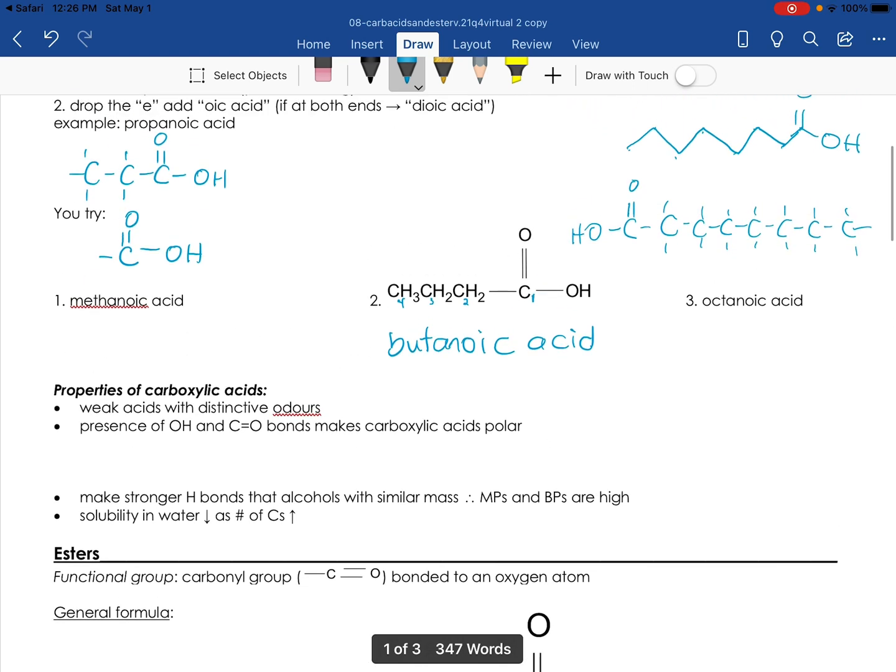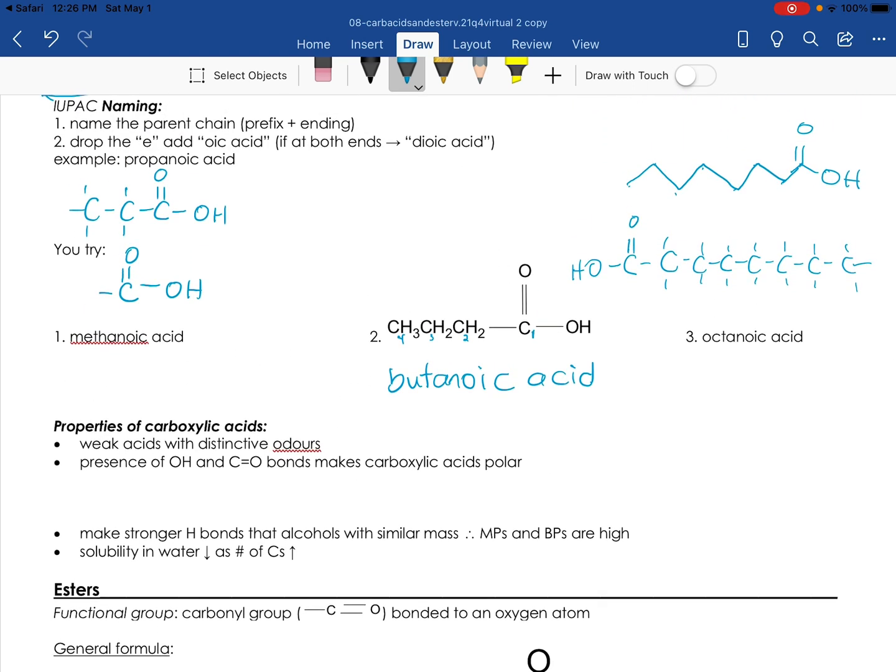Okay, so carboxylic acids are weak acids, and it says distinctive odors. And by distinctive odors, what that means is it has insanely bad smells. Methanoic acid is only 1 carbon. It doesn't really smell, not necessarily. However, methanoic acid is commonly called formic acid. One of the reasons it's called formic acid is because it is the acid that is released by fire ants. So you get that burning from the methanoic acid.